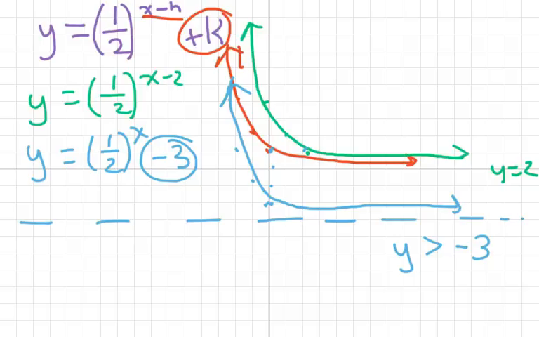The next one we're going to do is y equals e to the x, which is very similar to y equals 2 to the x.